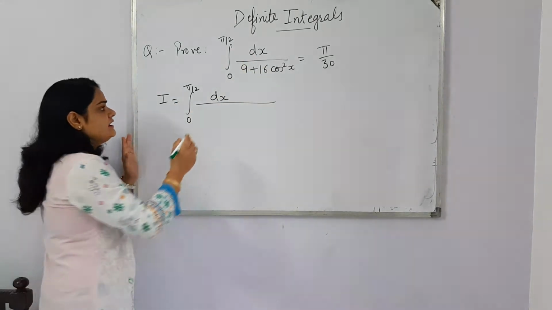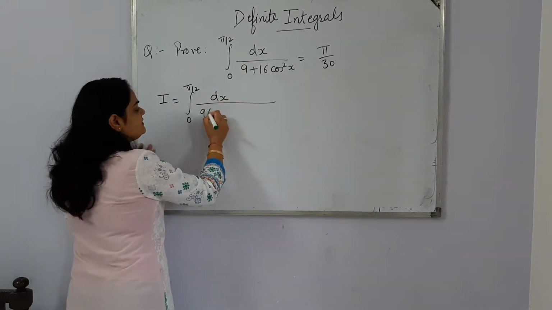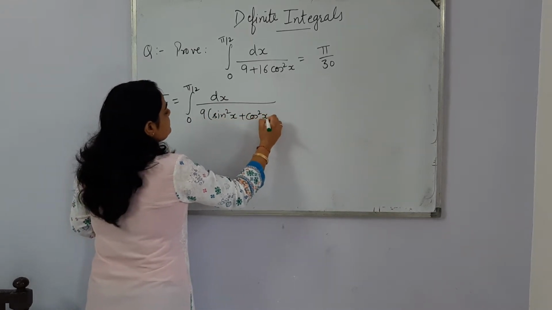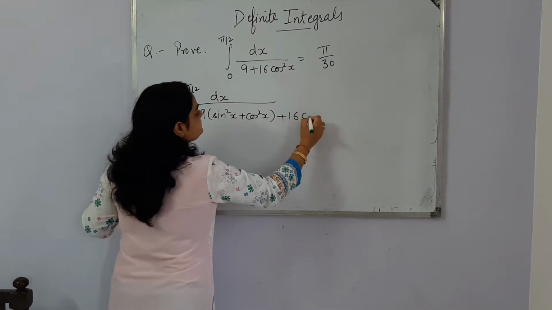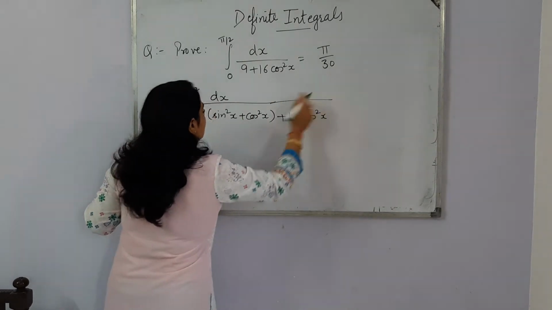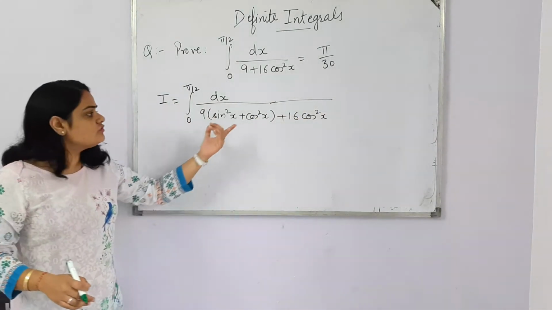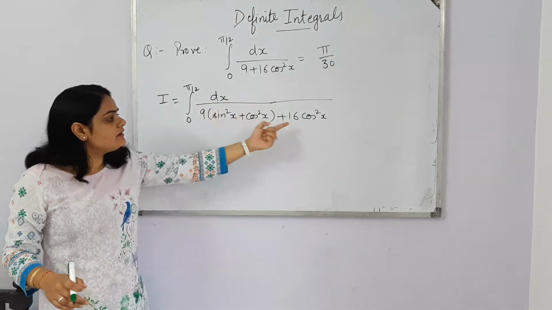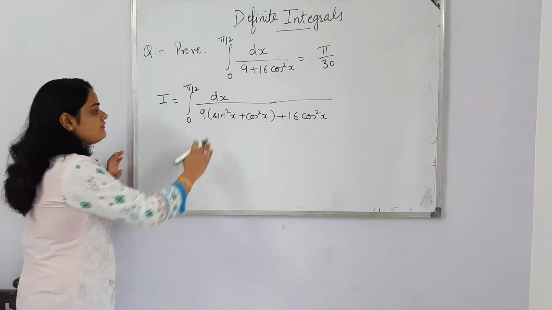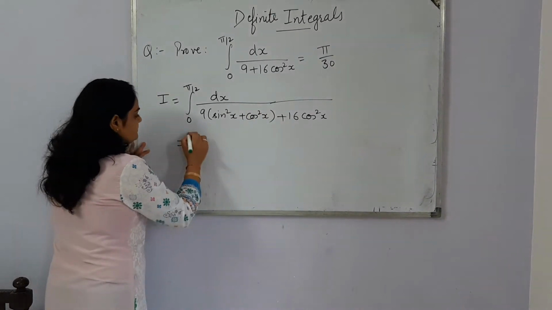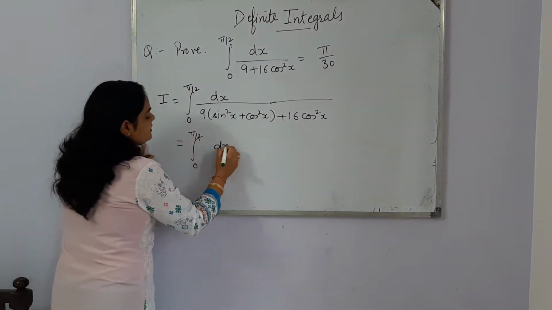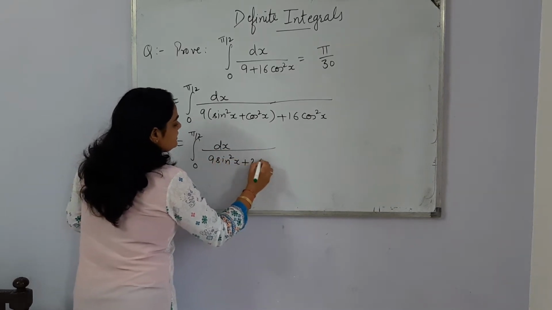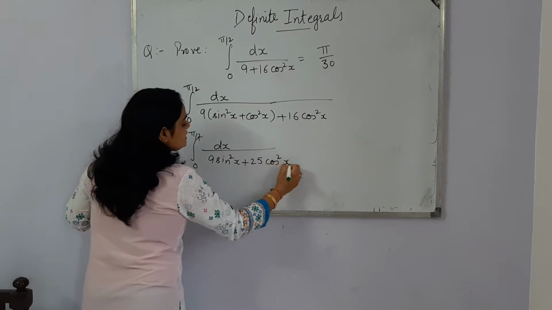So what we are doing here: 9 is here. Can I write 9 as 9 into sin square x plus cos square x? Because the identity is applicable. You know that sin square x plus cos square x is equal to 1. So 9 ones are 9. The same thing we are getting again, 9 plus 16 cos square x. So after applying the identity, we are getting 9 sin square x plus 25 cos square x.